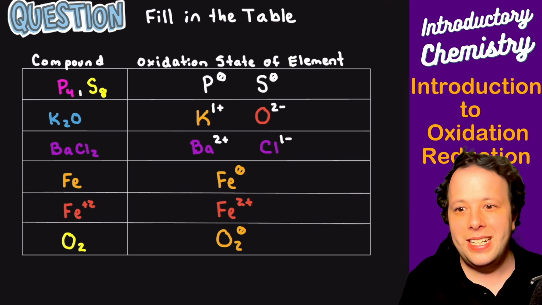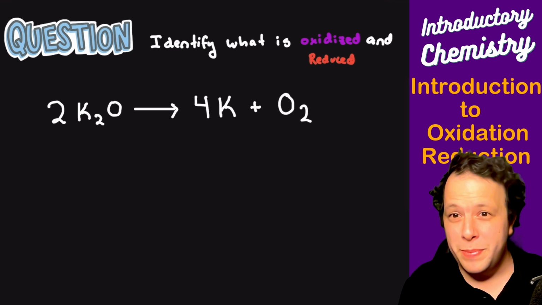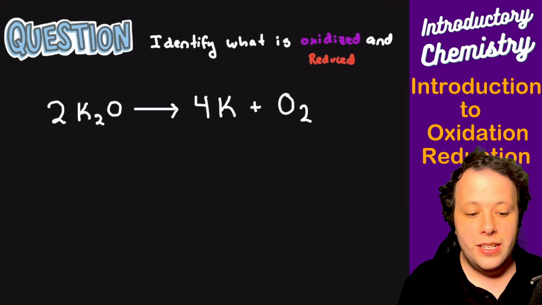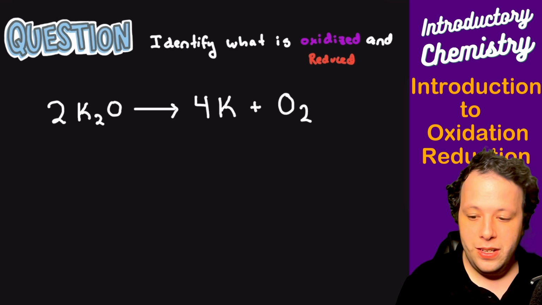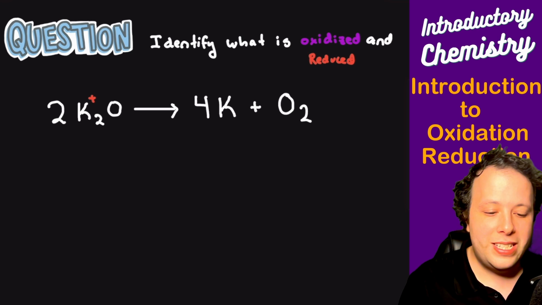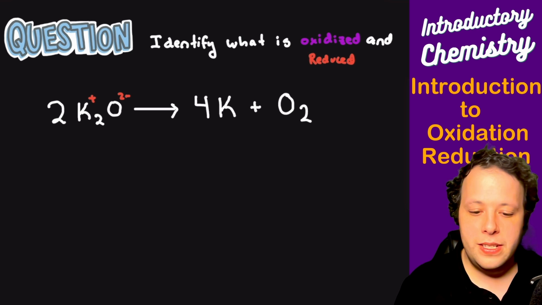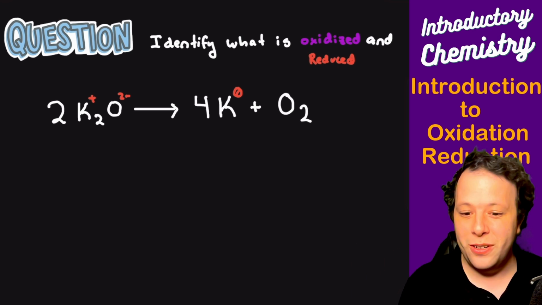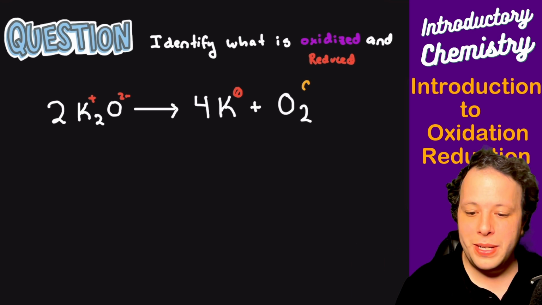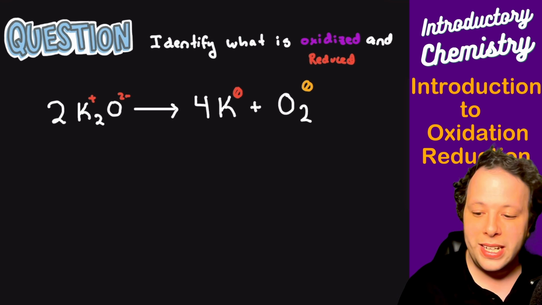Let's look at one last example. Practicing as quick as we can, we identify what's being oxidized and what's being reduced. Let's label our charges. With K2O on the left, your oxidation state for potassium is +1. Your oxidation state for oxygen is 2 minus. Now on the right-hand side, being that we have 4 potassiums that are by themselves, this is going to be a natural element that's all alone. It's going to have a 0 charge. Same thing with your diatomic oxygen. It's going to have a 0 charge because it is by itself.